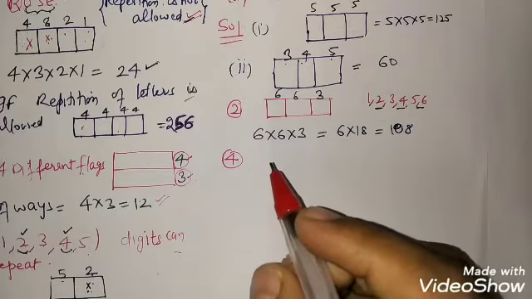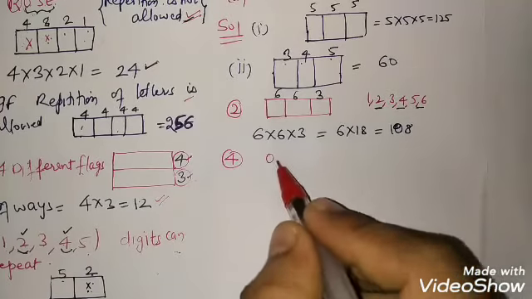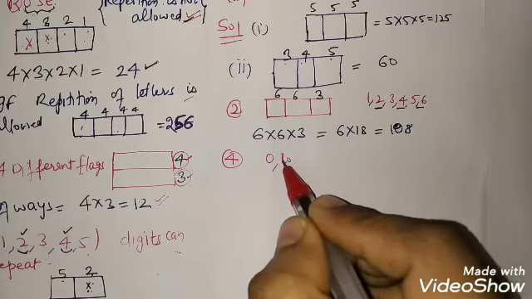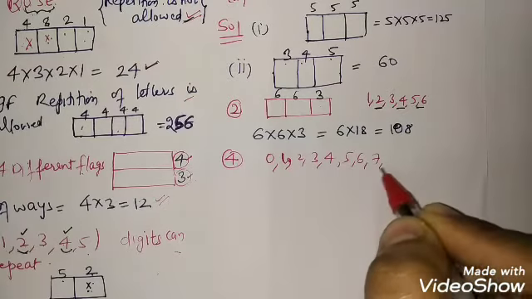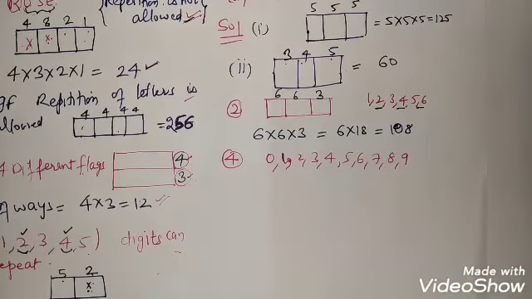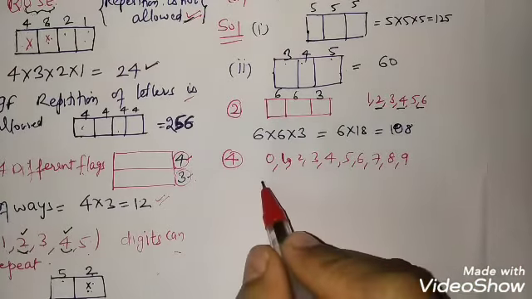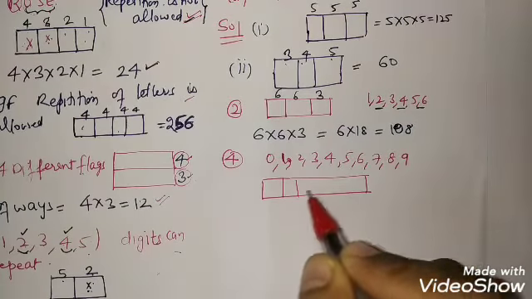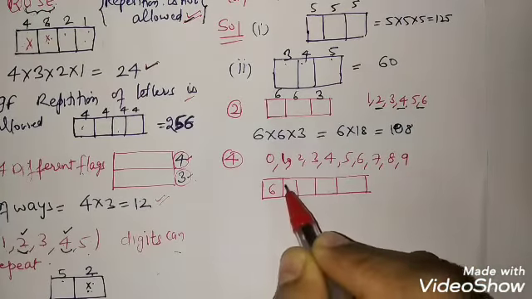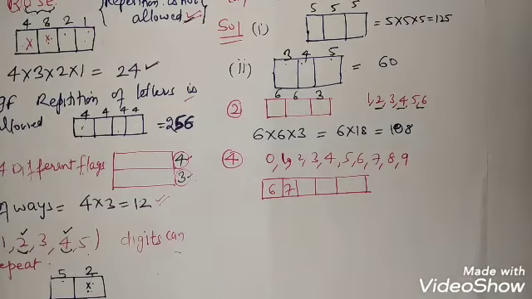Question number 4. How many 5-digit telephone numbers can be formed by using the digits 0 to 9, that is 0, 1, 2, 3, 4, 5, 6, 7, 8 and 9? We have to form a 5-digit telephone number. We can start the telephone number with 6 or 7, it is given. The digits cannot repeat.